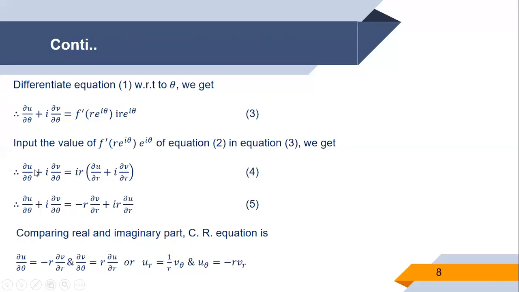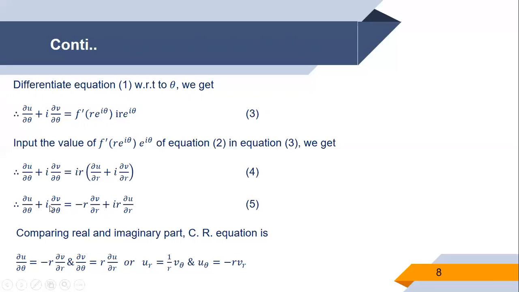Then we get del u by del theta plus i del v by del theta is equal to i into r, times del u by del r plus i into del v by del r from equation 2. Now multiplying by i r, i into i is i squared, and i squared is minus 1, so the real part is minus r del v by del r plus i r del u by del r.